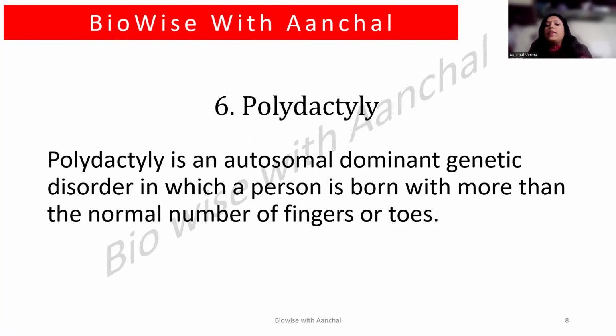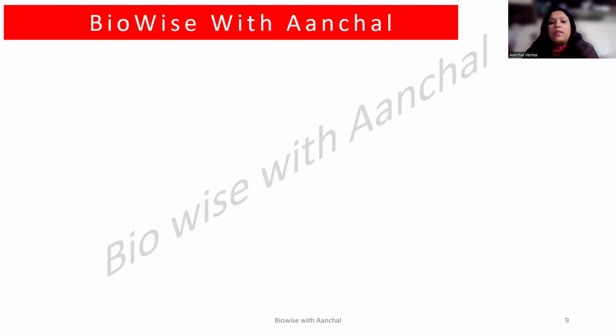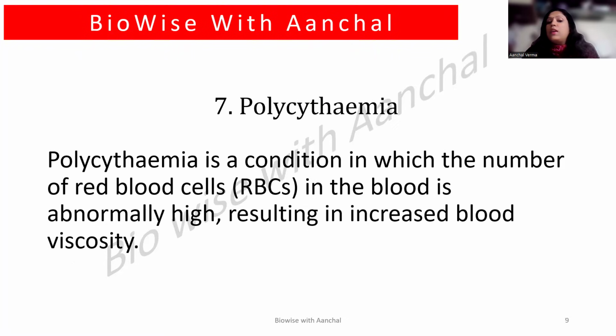Polydactyly. Now, polydactyly is again an autosomal but dominant genetic trait in which a person is born with more than the normal number of fingers or toes. So, maybe more than 5, like 6, 7, 8 fingers can be there. So, that is polydactyly. Next is polycythemia.